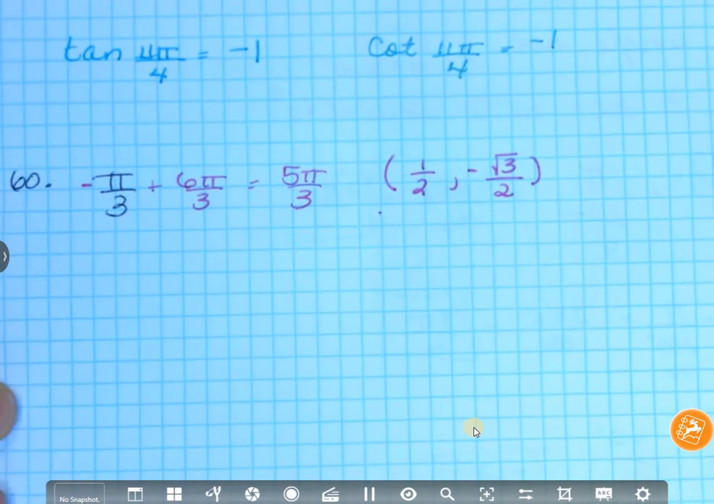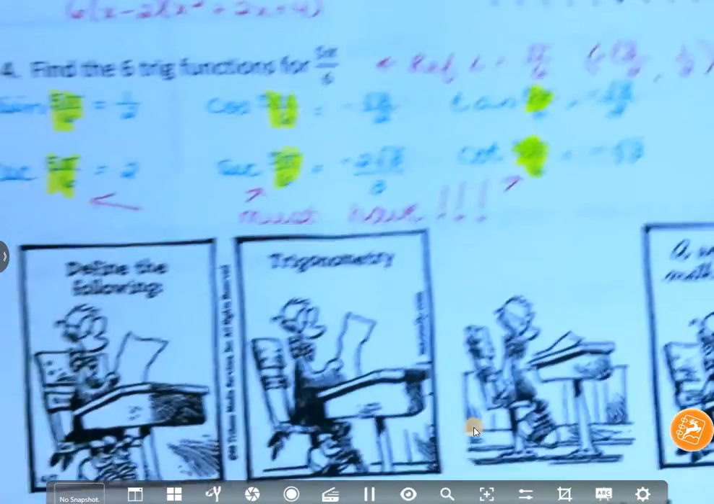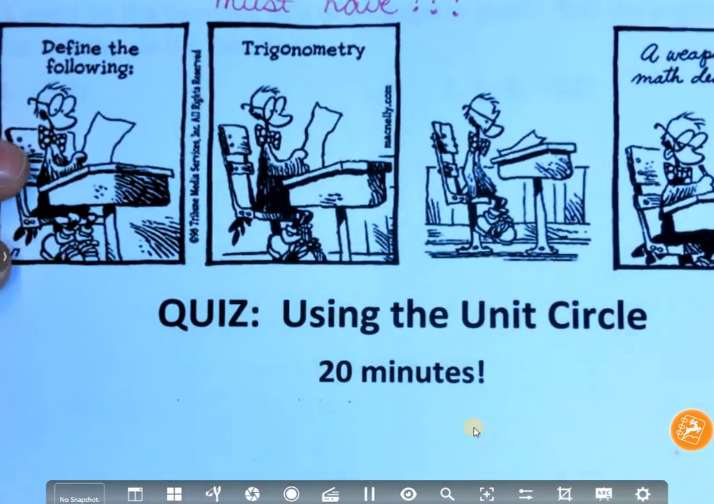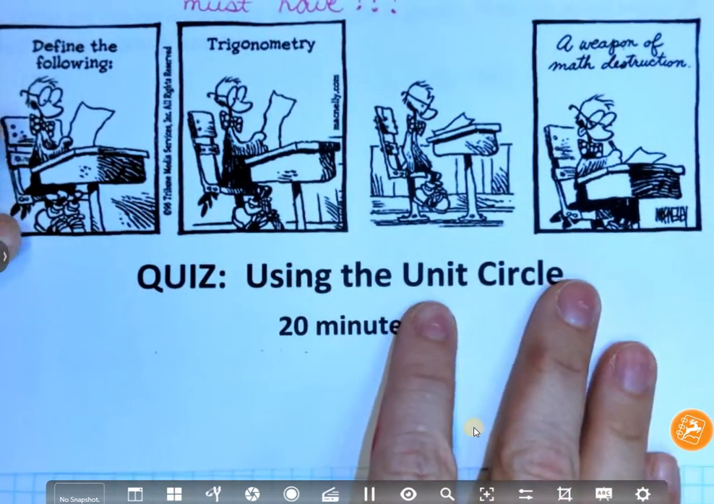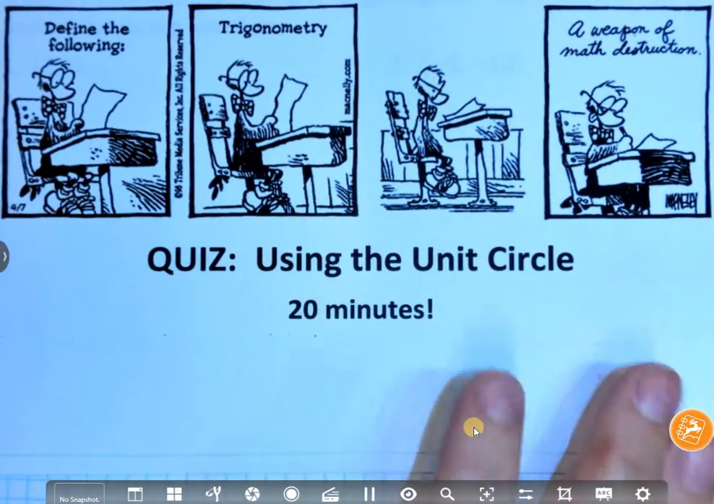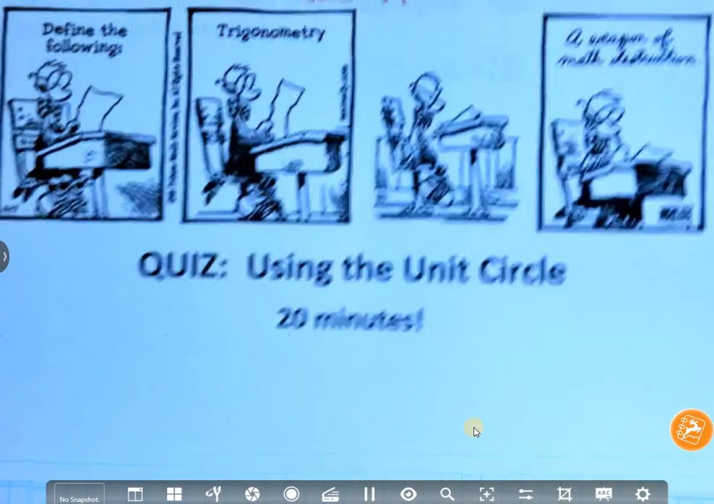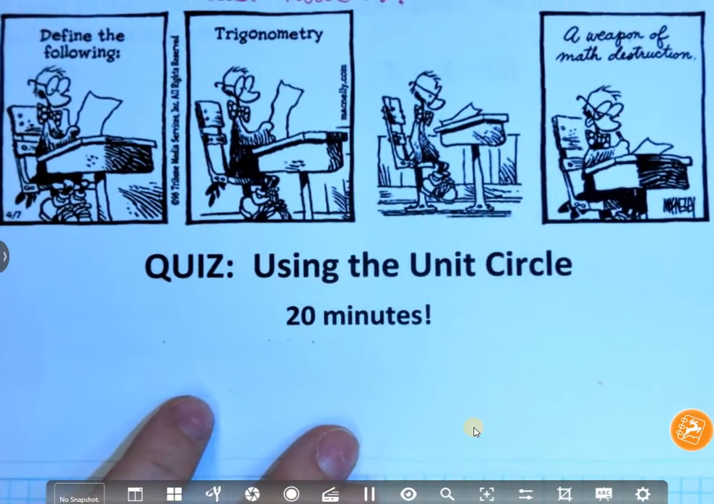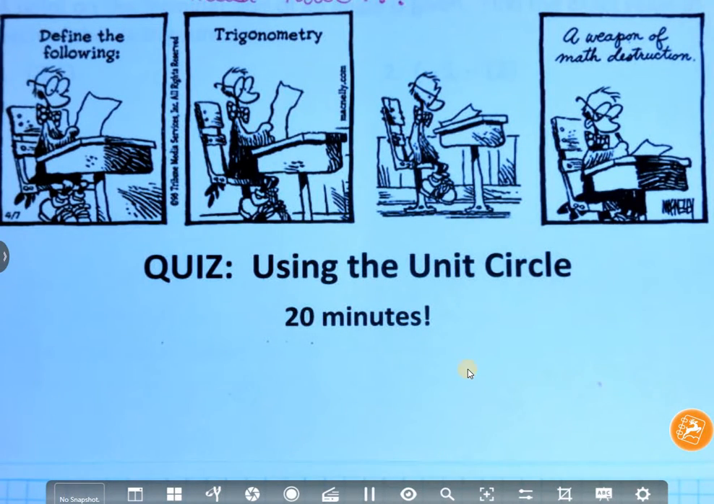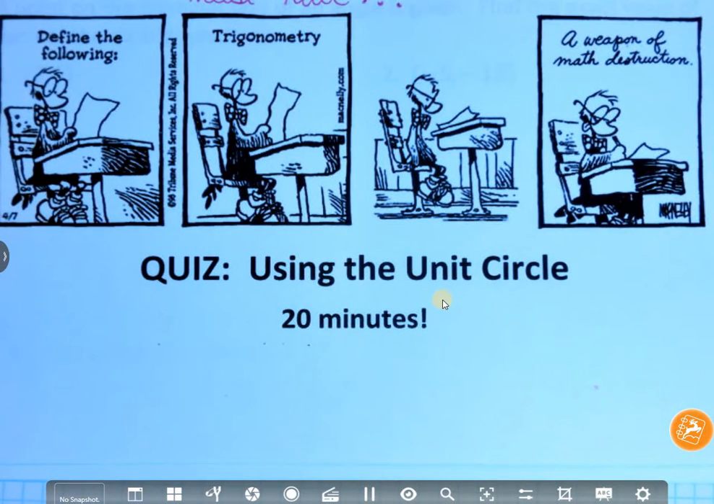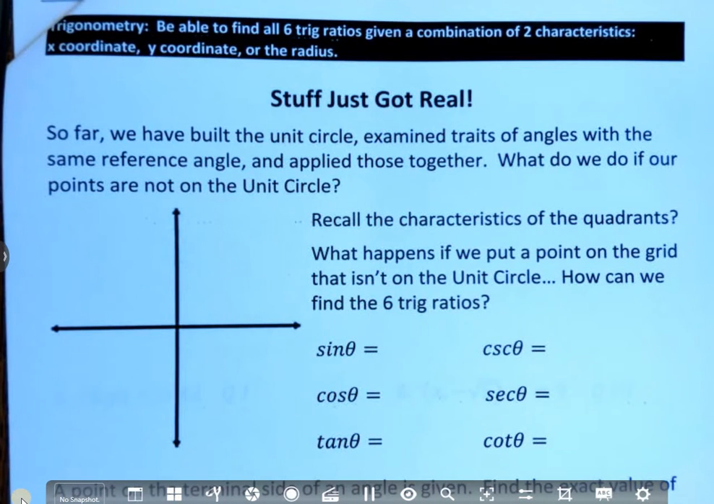All right. Go ahead and clear your desks for me. Thought you'd like that. My attempt at being funny. Define the following. Trigonometry. He sits, he stares. It's a weapon of math destruction. That's what trigonometry is. Not funny? No? I thought it was. That kind of looks scary, doesn't it? Stuff just got real. Stuff. Not the other word. Stuff.